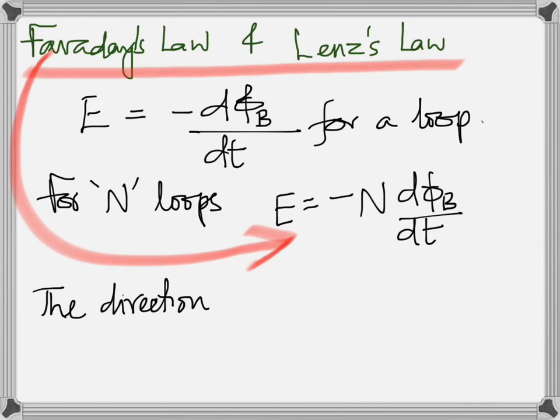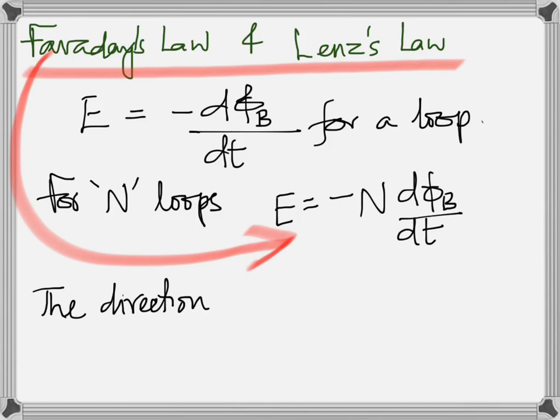So according to Faraday's law, the induced voltage or EMF depends on the rate of change of magnetic flux and also depends on the number of loops. So, to do problems, understand, d phi B by dt is the rate of change of magnetic flux of one loop. That's why we multiplied it with n to give you the total voltage. Now, to get the direction, you have to go to Lenz's law.